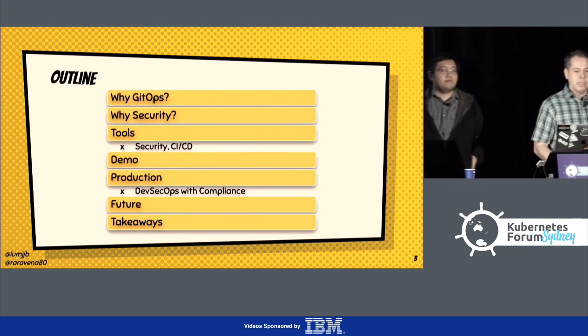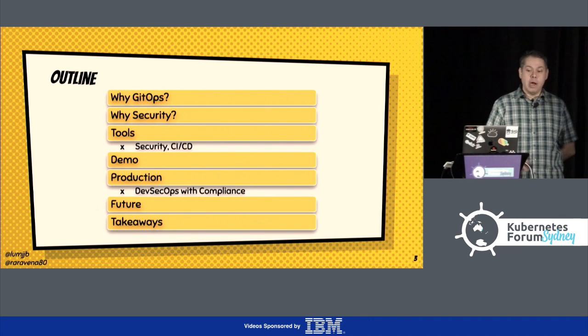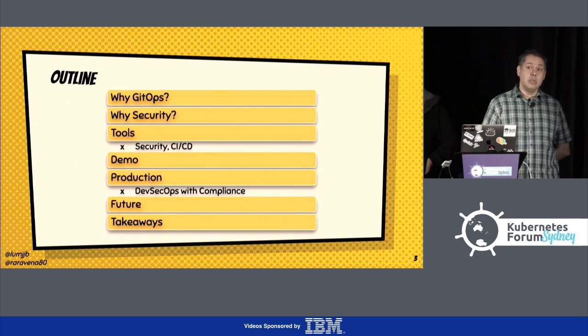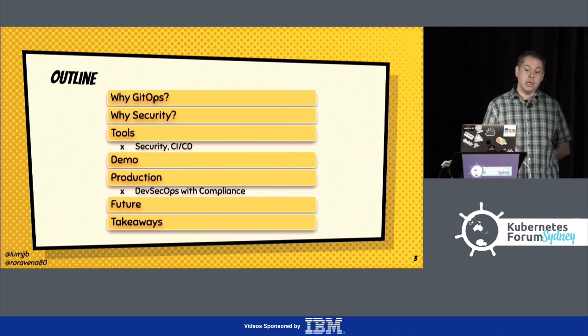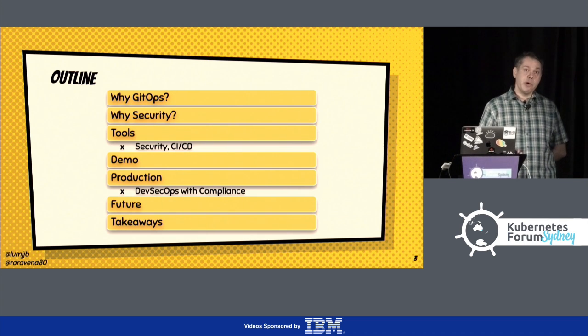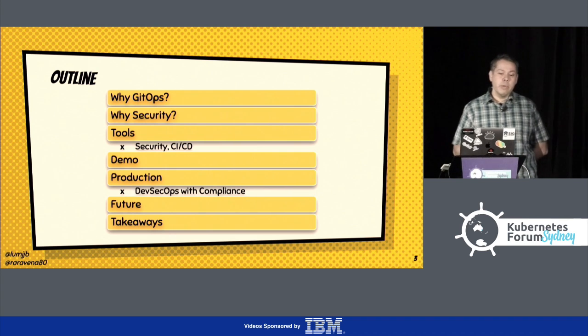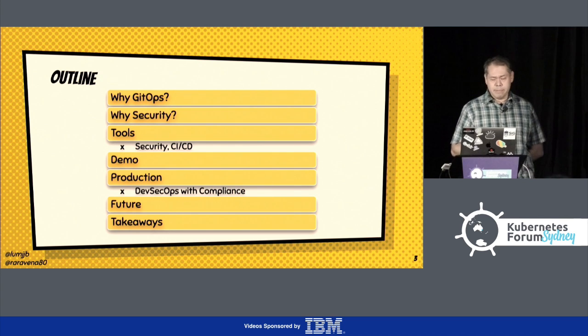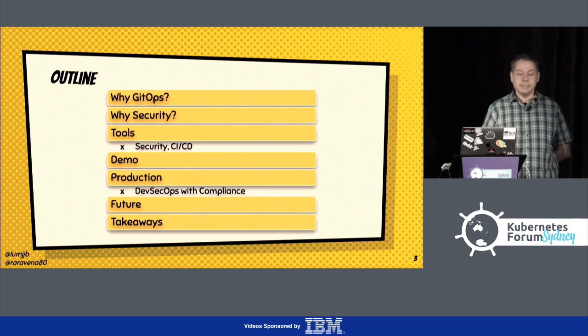Some of what we'll be talking about today: first we'll talk about why you want to have something like GitOps, then why security is important in the GitOps context. Then we'll talk about some tools in terms of how to put it all together with CI/CD and security. Then we'll give you a brief demo on a secure pipeline in Tekton with Minikube. Then we'll talk about what it may look like in production, having a full-blown pipeline with DevSecOps and compliance. Then we'll talk about what it may look like in the future, and finally, we'll give you some takeaways.